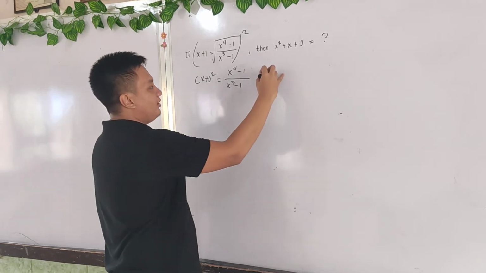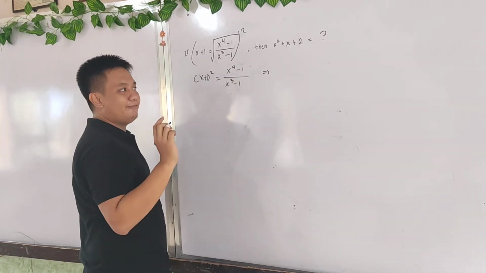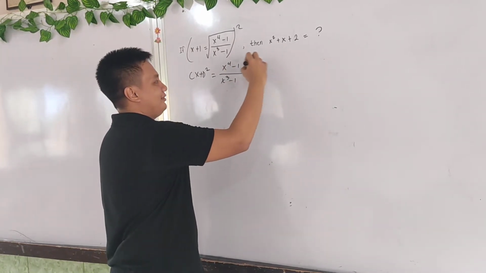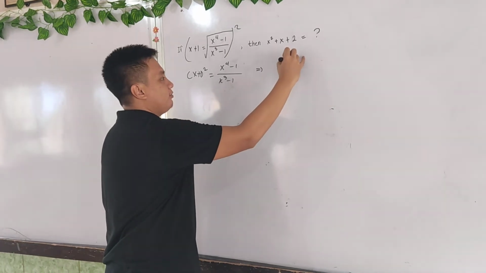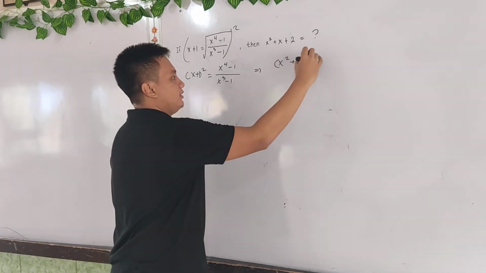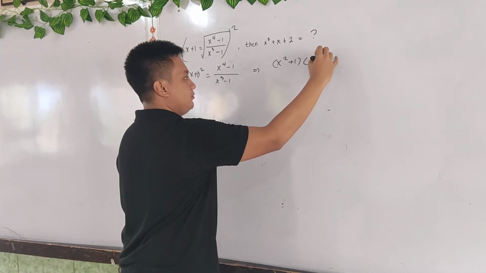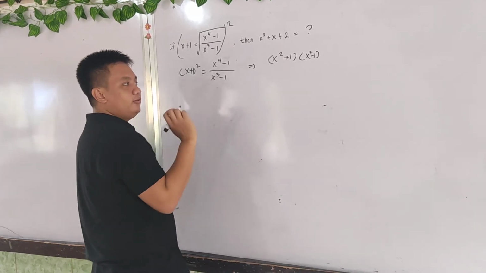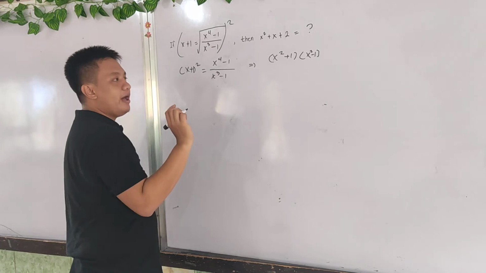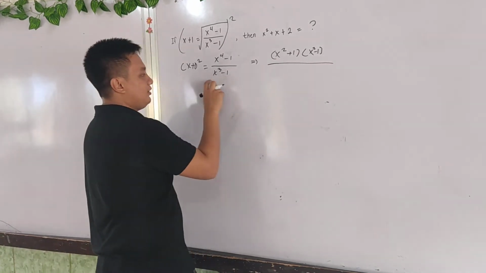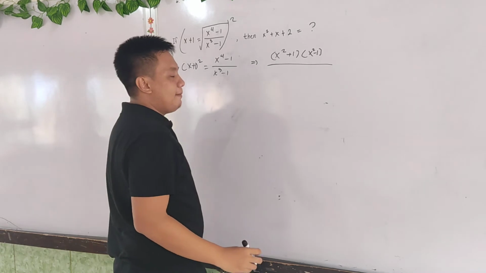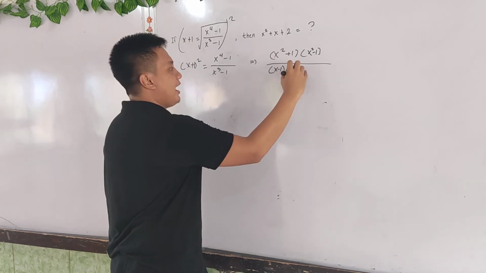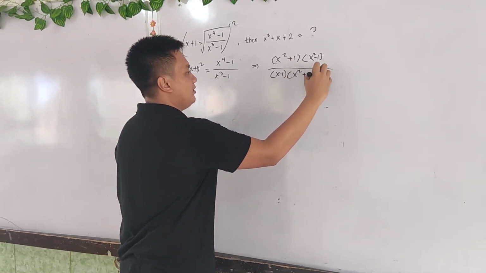In the numerator, we can see that both terms are perfect squares, so we can write it like this: x squared plus 1 times x squared minus 1. And in the denominator, these are the difference between two cubes, x cubed and 1. These are perfect cubes also, so we can write it as x minus 1 times x squared plus x plus 1.